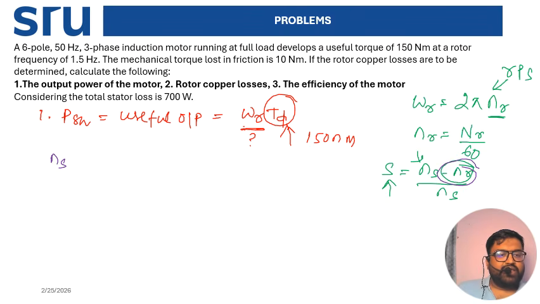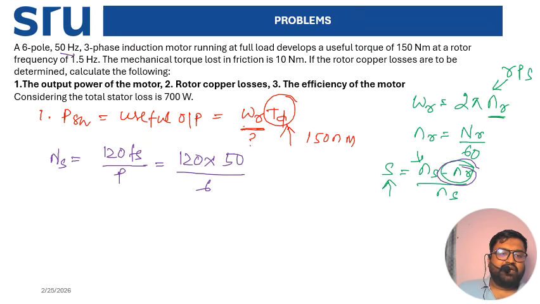Capital Ns we know: Ns equals 120 fs by P. The fs value is 50 hertz, as already given, so 120 into 50 by P. P is 6. If I calculate this, it will come around 1000 RPM. Understand my point? This is 1000 RPM, but I need small ns.